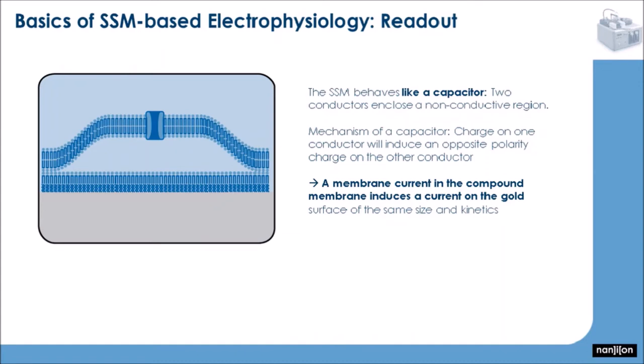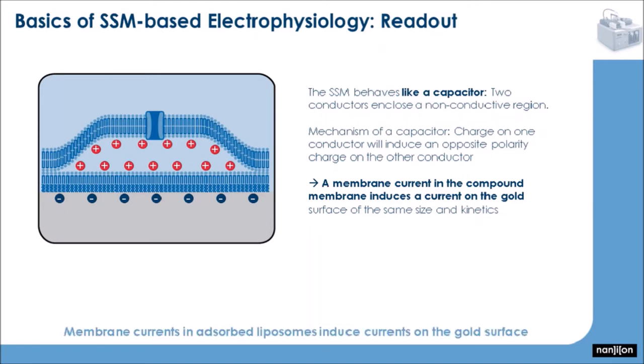So how does the readout work? The SSM sensor behaves like a capacitor. A capacitor is made up of two conductors which are enclosing a non-conductive region. And to recap, the mechanism of a capacitor is if charge is on one side of the conductor, it will induce opposite polarity charge on the other conductor side. So a membrane current in the membranes which are adsorbed to the SSM will automatically induce a current on the gold surface of the same size and kinetics. Any membrane current in the transporter will be reflected on the gold surface.